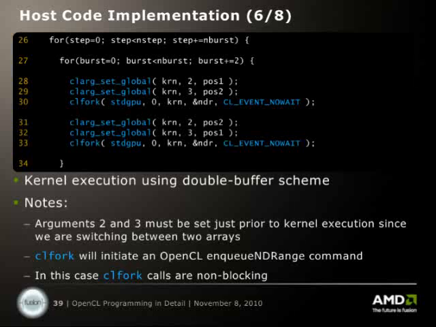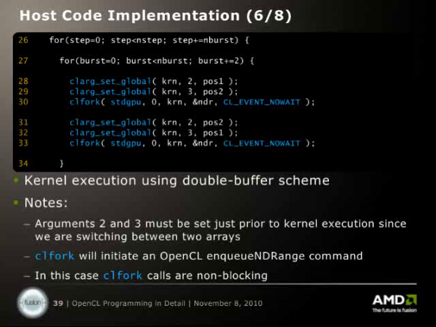That's an important point. In this case, we use the flag CL event no wait. This means that it's effectively going to be a non-blocking call. So CL fork will return immediately regardless of whether the kernel has finished or even begun executing on the GPU.